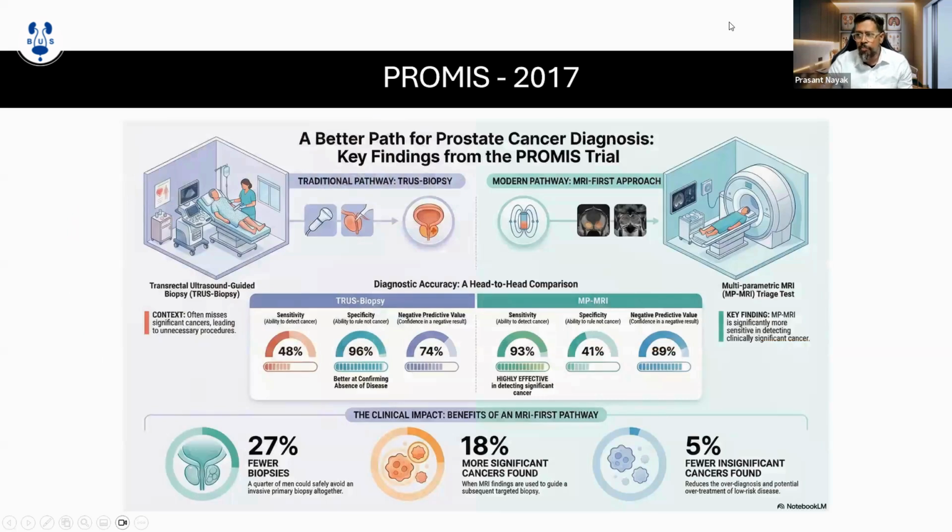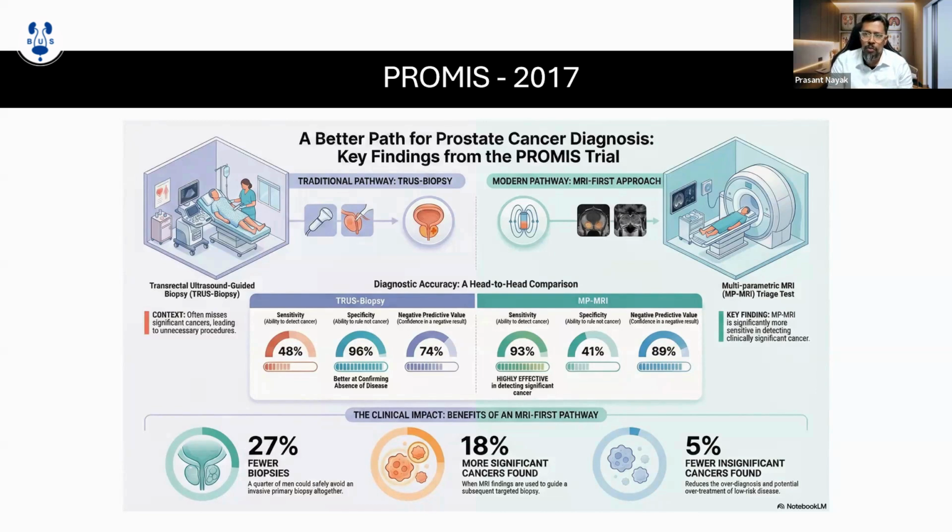So why is it important for us to know about mpMRI? Because of three, four trials, in fact. There was the PROMISE trial that came in 2017, published in Lancet. That told us that MRI is of immense benefit whenever we do a prostatic biopsy. Rather than the traditional pathway of TRUS biopsy, in the modern pathway you do an MRI first, identify the areas that look suspicious on MRI, and then you target that.